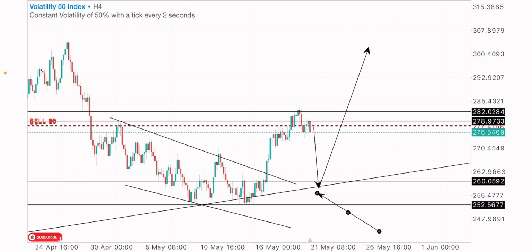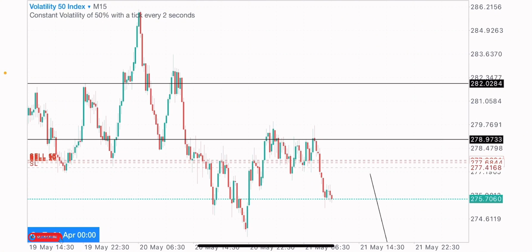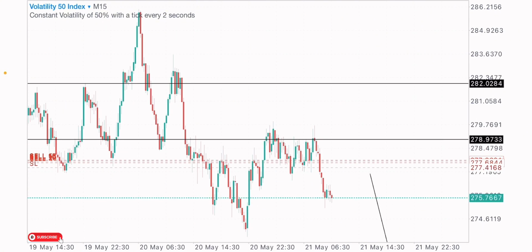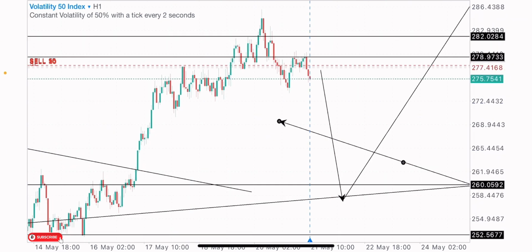Yeah, so we're getting the sells already. More sells expected on this index. I'm safe in this trade. I've taken partial profit. I've closed out some positions. I moved my stop loss below my entry. So let's see what happens basically.